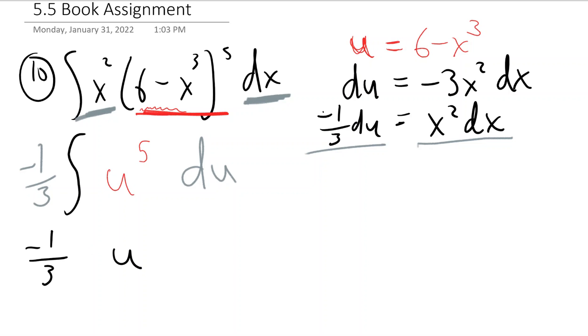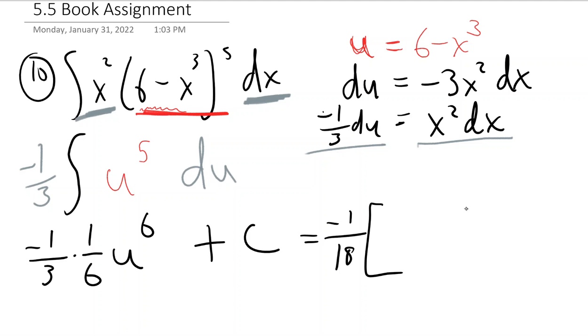Okay, so we should be left with something that is very manageable. Raise the power by 1, divide by the new power. Don't forget your plus c. The only time you don't need the plus c is if it's a definite integral and we have bounds, but we got to do something different on those. So we get negative 1/18 u to the 6th plus c. And again, your answer shouldn't have u's in it. U is a technique to help you do this, but it's not part of your answer.